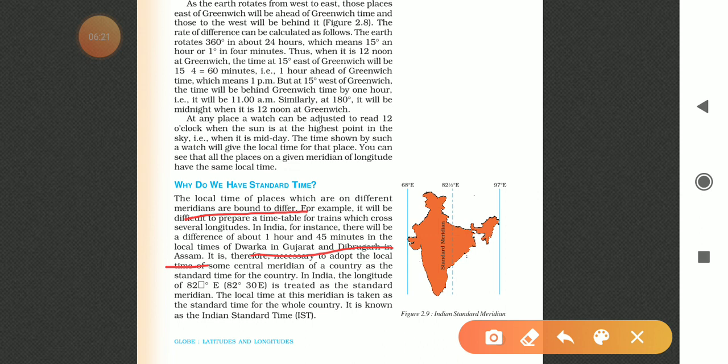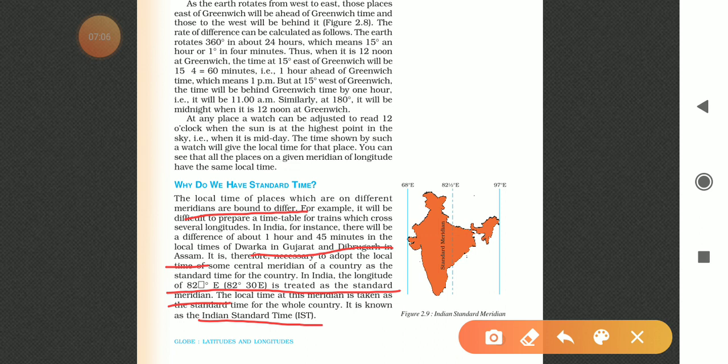It is therefore necessary to adopt the local time of certain meridian of a country as the standard time for the country. In India, the longitude of 82.5 degree east is treated as standard meridian. The local time at this meridian is taken as the standard time for the whole country. It is known as the Indian Standard Time.